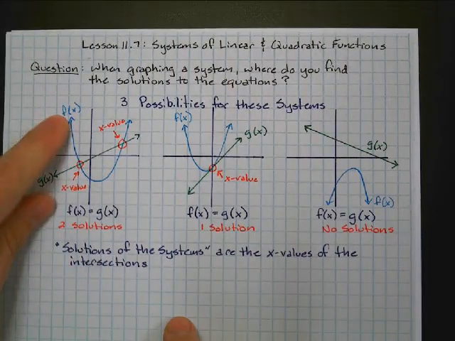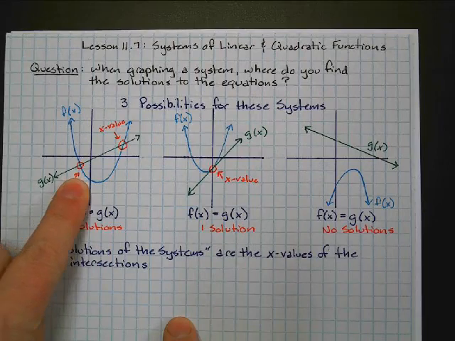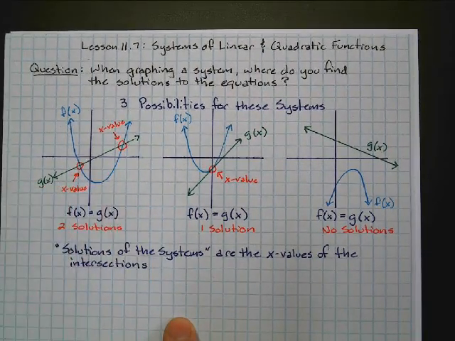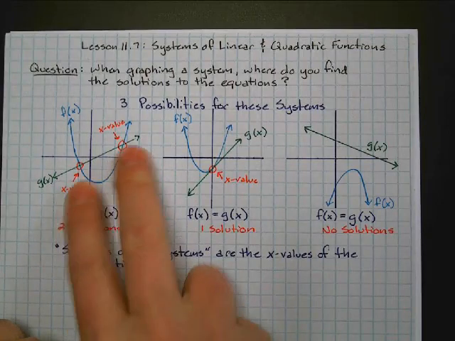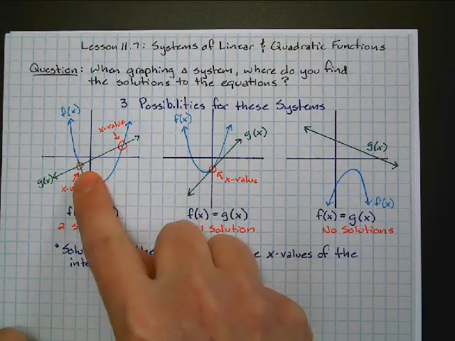You're going to have a quadratic, I'm calling this f of x, right here in blue. And then I've got a linear function here in green. And we can see that the quadratic and the linear function intersect at two different places. So they're intersecting here and here.